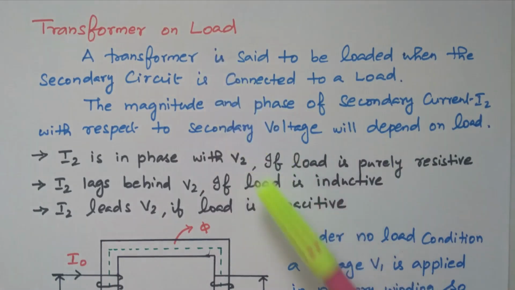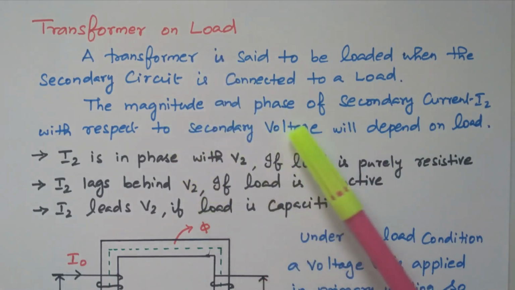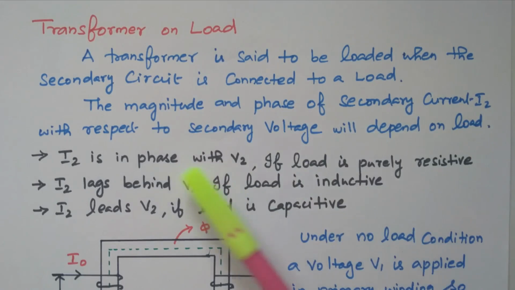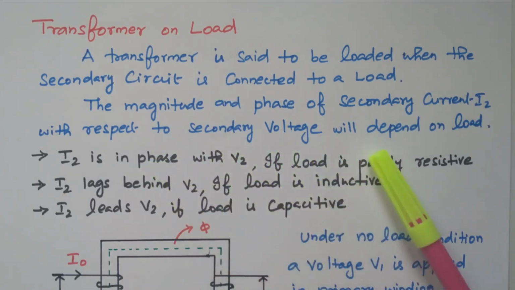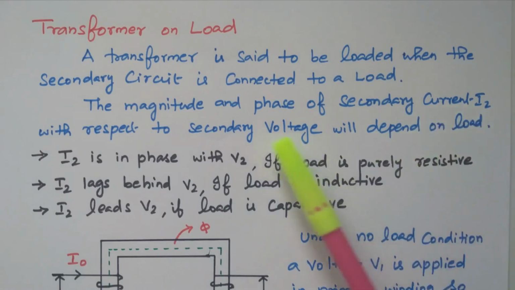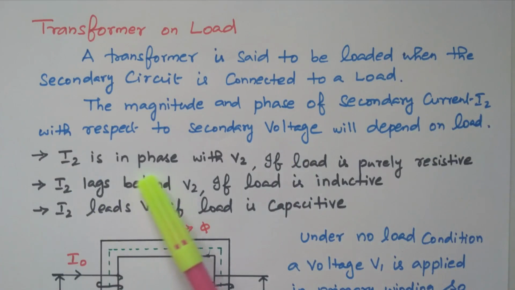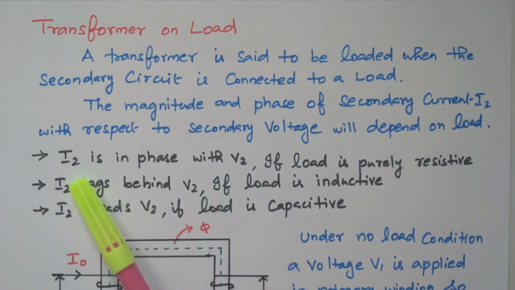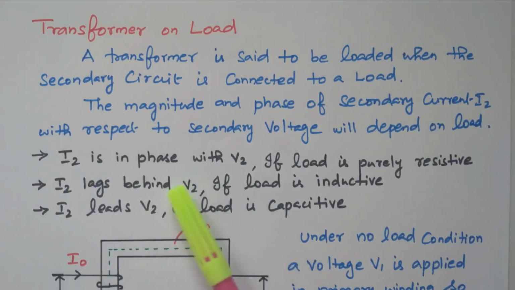On load, the magnitude and phase of the secondary current I2 with respect to the secondary voltage depend upon the load, whether it is in phase or out of phase. That is the relation between the secondary current and secondary voltage. For example, I2 is in phase with V2 if the load is purely resistive, because for a resistive load, current and voltage are in phase.